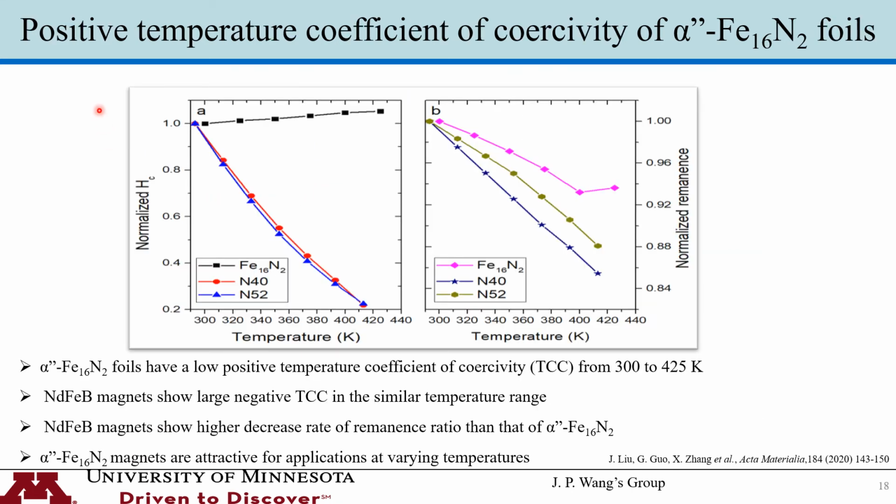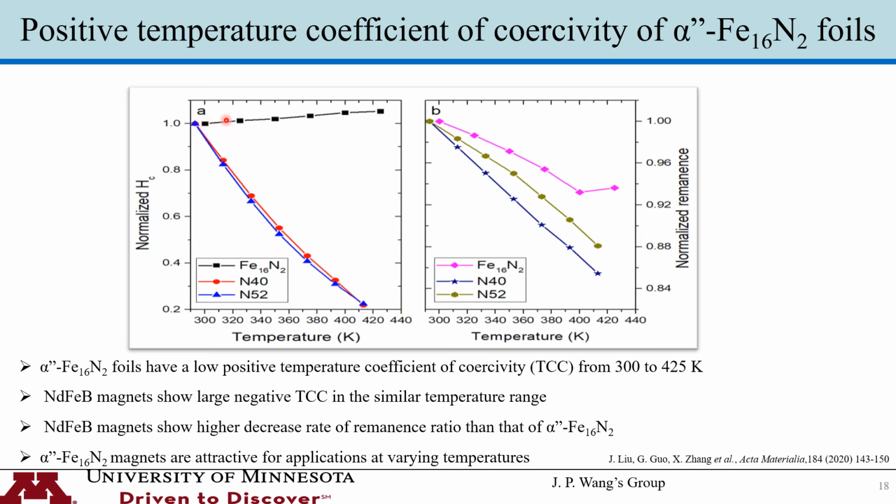So the temperature-dependent magnetic properties were investigated on the nitrided foils, since as magnets they can be used at elevated temperatures. Two commercially available neodymium iron boron permanent magnets were used as a comparison. One is N40, the other one is N52. These two values stand for the maximum energy product of the magnets in MGOe. For easier comparison, we normalized the coercivity and the remanence ratio of these three magnetic materials. And the temperature range we focused on is from 300 K to 425 K.